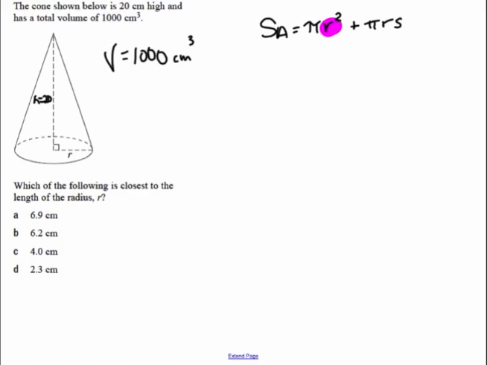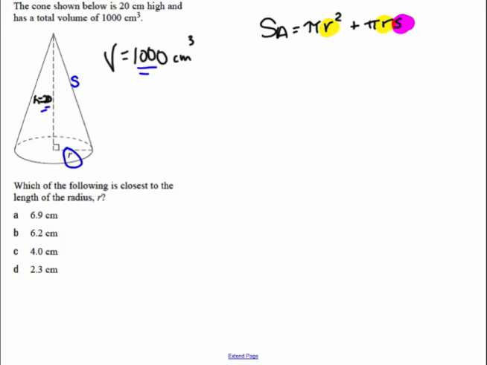We are missing the radius of the cone in order to solve this. So we don't have the radius. Take a look, we also need another thing for this. We also need the slant of the cone. So that's some information that is missing. So how can we get the radius given the height and the volume?